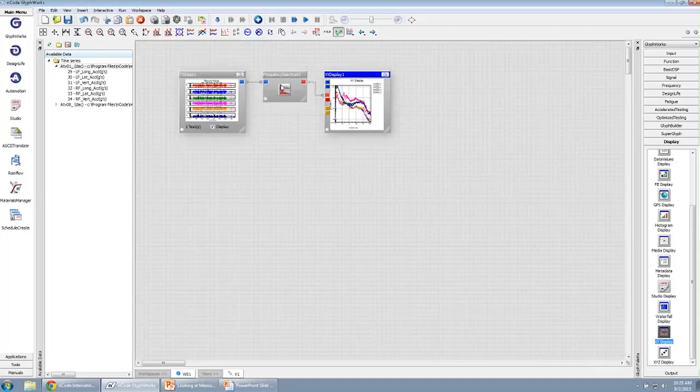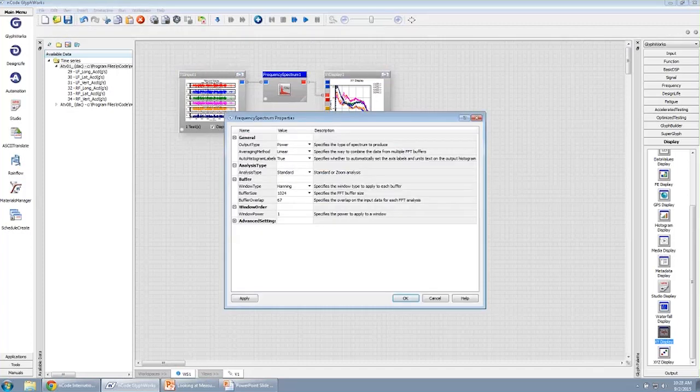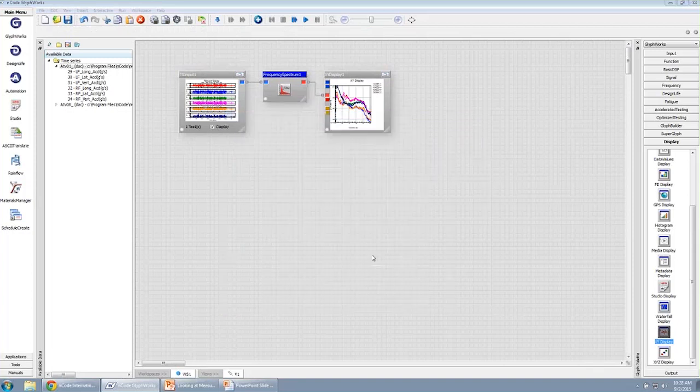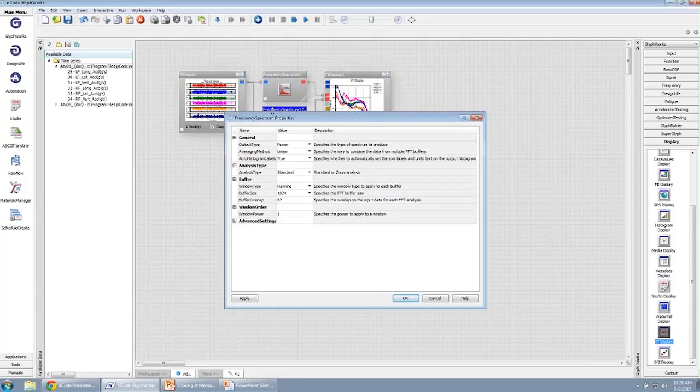We can, and I'll do this so that we can actually compare, go into the frequency spectrum glyph and begin to manipulate things like the buffer size. So what I'm going to do is create a copy of that frequency spectrum glyph. We'll take the same time series data here and pipe our frequency content over here.